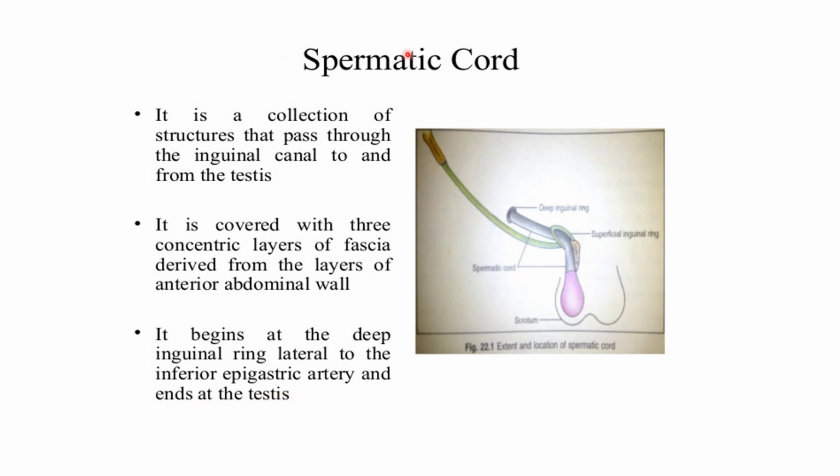So over here in this diagram you can see this is the testes, and this is the deep inguinal ring and superficial inguinal ring. The spermatic cord passes through the deep inguinal ring, the inguinal canal, and then exits through the superficial inguinal ring, going towards the testes.